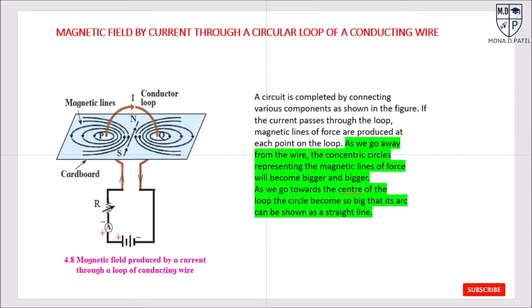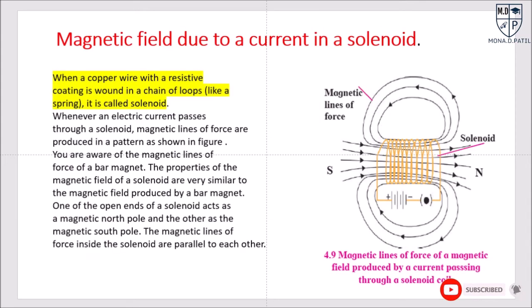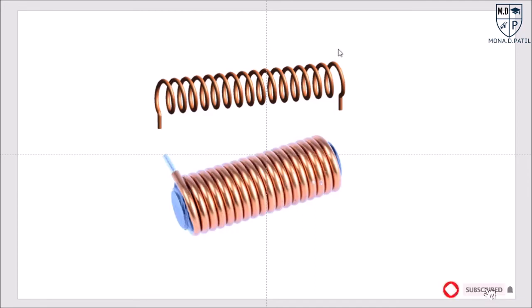Next, magnetic field due to a current in a solenoid. It is also the same as what we have seen now in the loop, how the magnetic field is produced. When a copper wire with a resistive coating, like plastic or rubber coating, is wound in a chain or loop like a spring, it is called a solenoid. Here I will show you exactly what a solenoid is. This is the spring-like structure, and this spring-like structure of metal is called a solenoid.